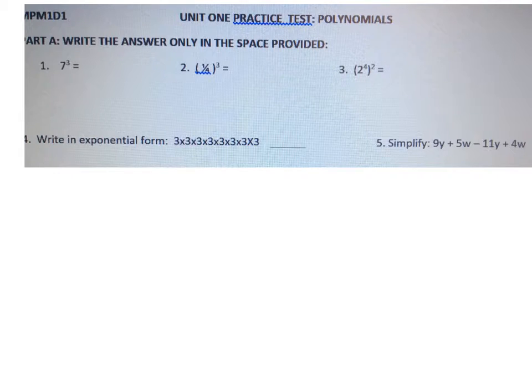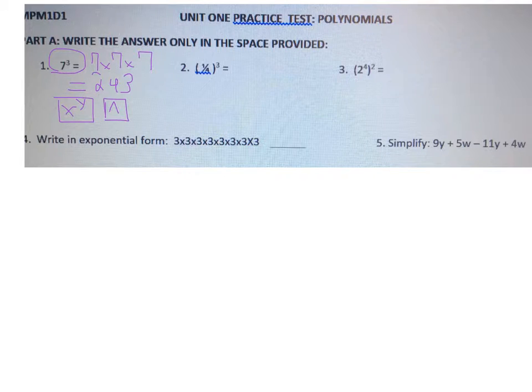So in part A, number 1, the first question is asking us to write 7 to the exponent 3. If you remember back to when we started exponents, 7 to the exponent 3 means 7 times 7 times 7. And if we multiply 7 times 7 times 7, we should get 243. You can do that on your calculator, or you can multiply 7 times 7 times 7, or you can use your exponents button. Remember, it looks like that, or on some calculators, it looks like that.